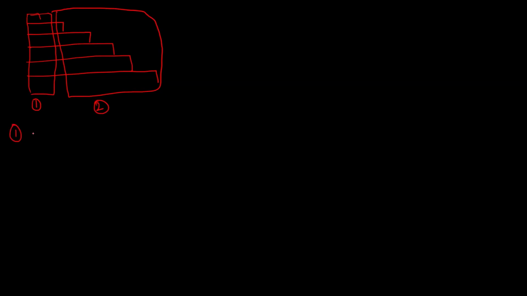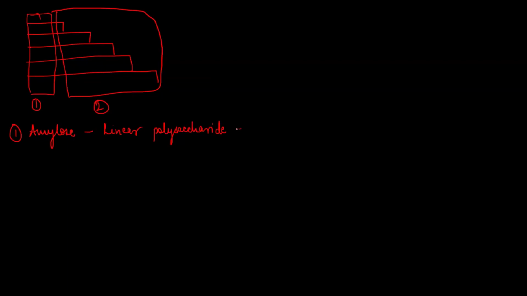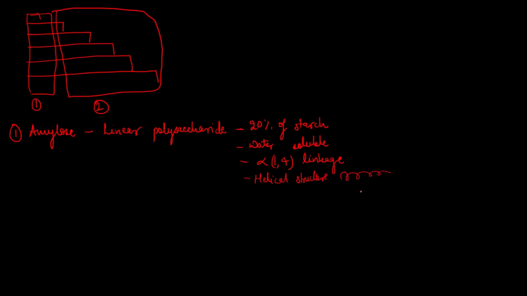The first region is known as amylose. It is a linear polysaccharide, and it constitutes 20% of the starch. It is water soluble, and it has alpha 1,4 linkage. Since it is linear, it has alpha 1,4 linkage, and this structure is helical. It will look something like this.